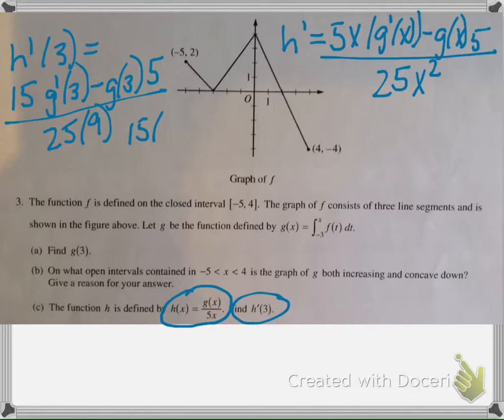Okay, I'm going to do this in another color. So we already said that g prime is equal to f of x. So if I want g prime of 3, that means I want f of 3. So I'm going to look at my graph, and when f is 3, it's equal to negative 2. So we have 15 times negative 2.